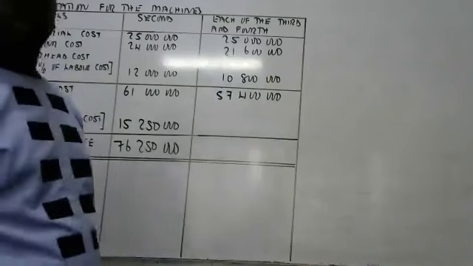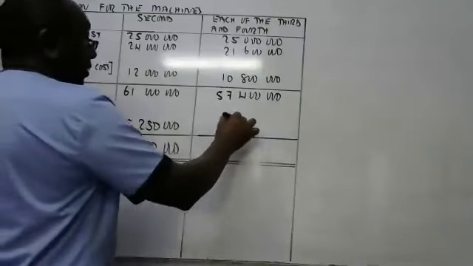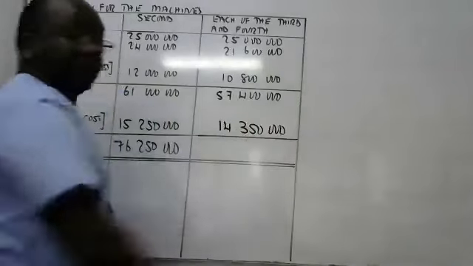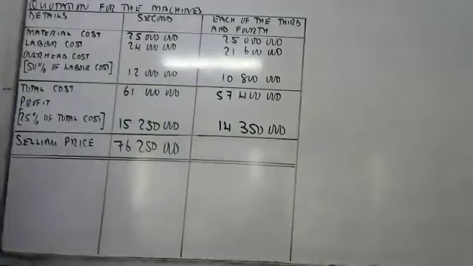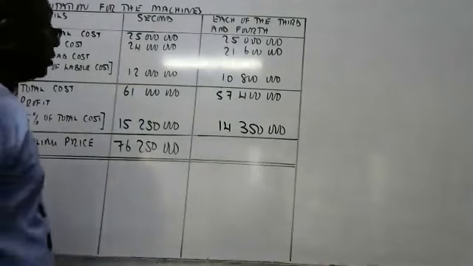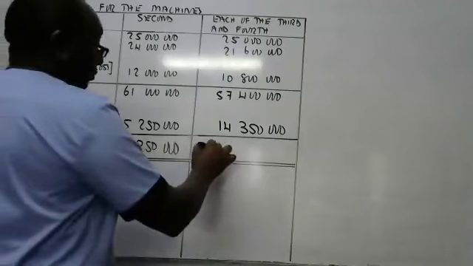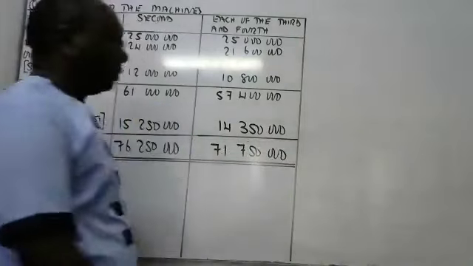You're getting what? The profit now, 14,350 here. Yeah, 14,350. Now that will give us what when you add? 71,750. Yeah.